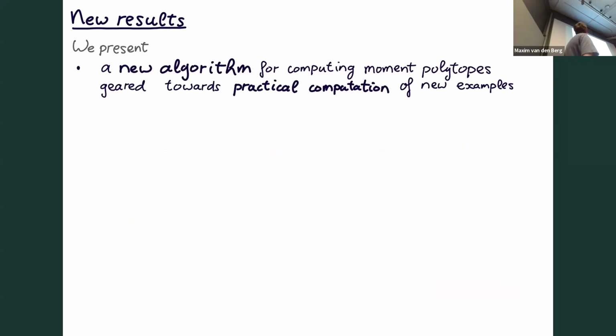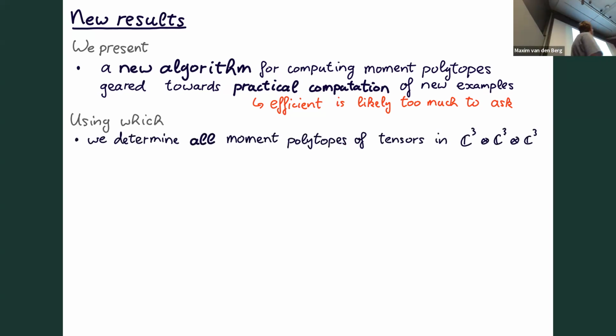So what did we do? Well, we have a new algorithm to compute these things, and it's really geared towards practical computation of these polytopes. And practical doesn't really mean efficient, so it won't be possible to find efficient algorithms, because in some cases the number of vertices of these polytopes will already be exponentially many. So it's really not efficient. That might not be possible, but really practical just means getting as many examples as possible is the goal.